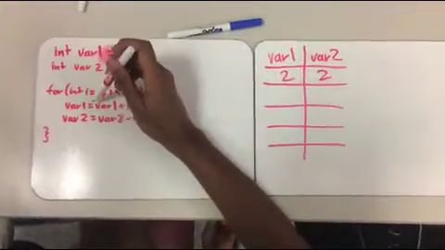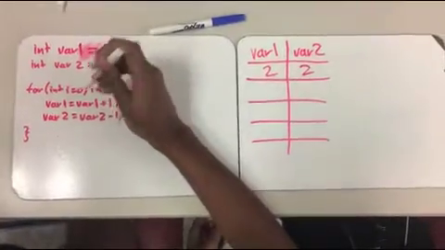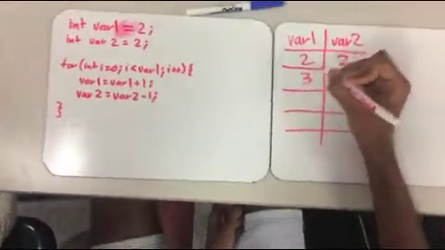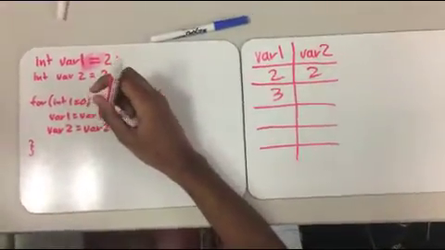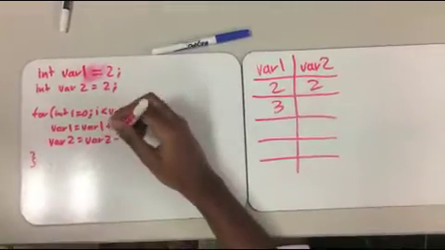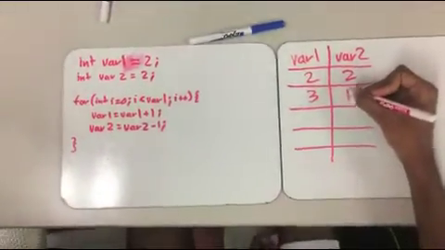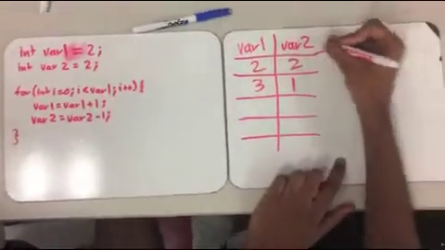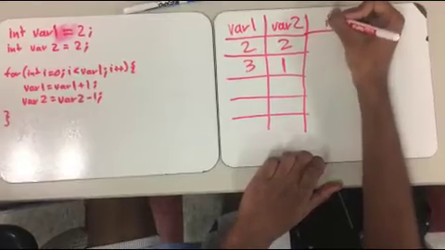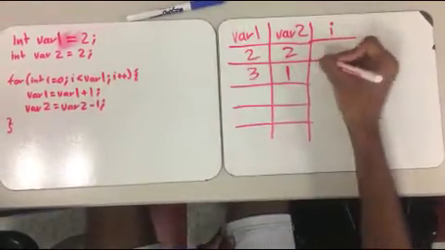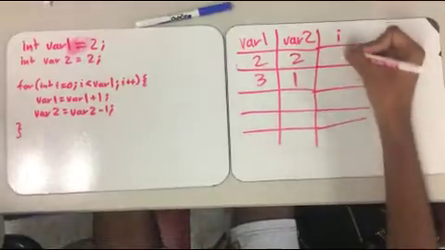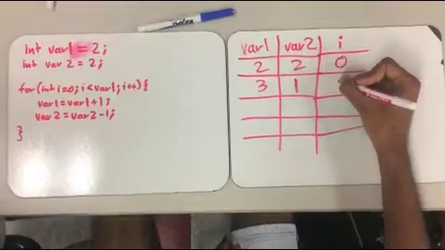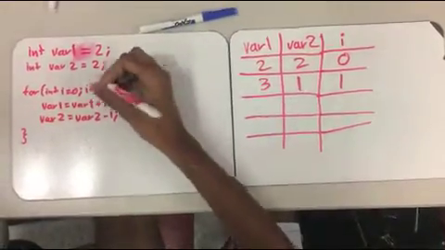So you start off with var1 is equal to var1 plus 1. var1 is equal to 2, and 2 plus 1 gives you 3, so var1 is now equal to 3. And var2 is equal to var2 minus 1. var2 is equal to 2, 2 minus 1 is 1, so var2 is now equal to 1. Now you increment I by 1. It's also good practice to have I in your table to keep track of what it is, because it influences this code. So I is first equal to 0, you run this loop once, and now I is equal to 1, and you run the loop again.